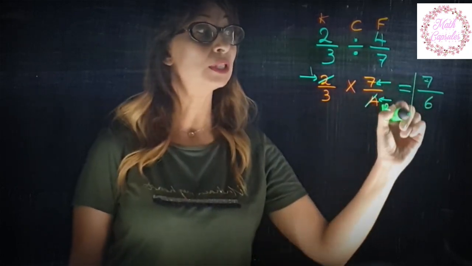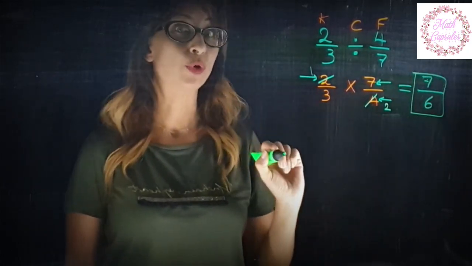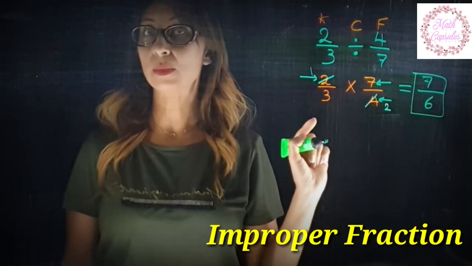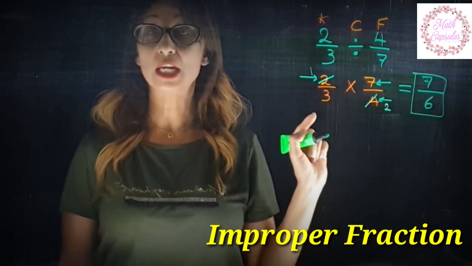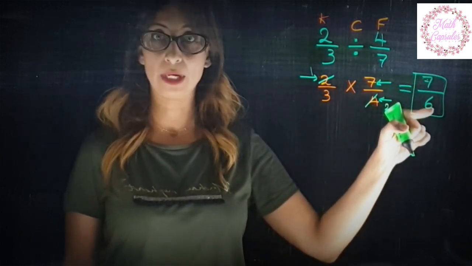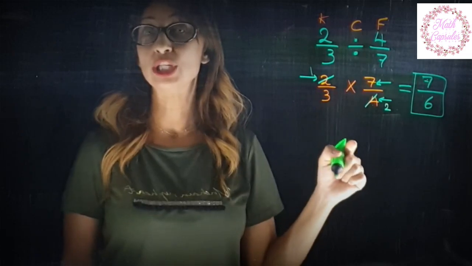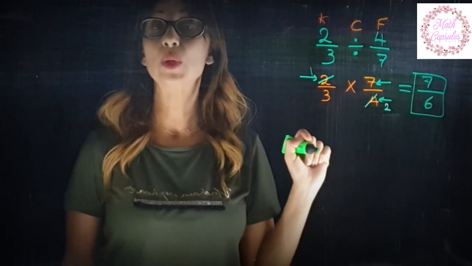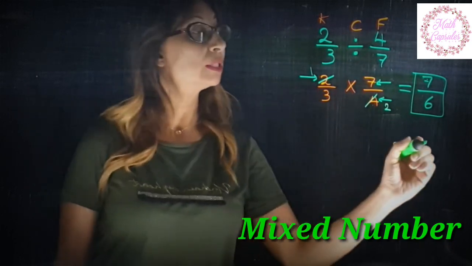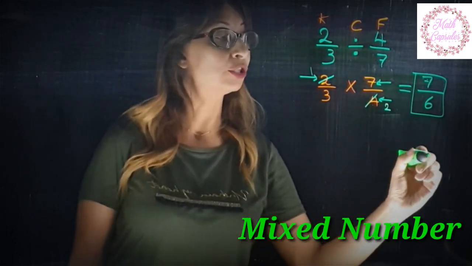Now 7/6 is in the simplest form, but it is an improper fraction. What is the meaning of improper fraction? It means that the numerator is greater than the denominator. So how can we change the improper fraction to a mixed number? By long division. So 7/6, we can make long division.